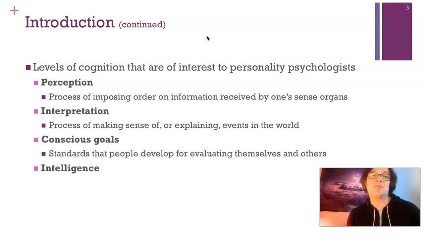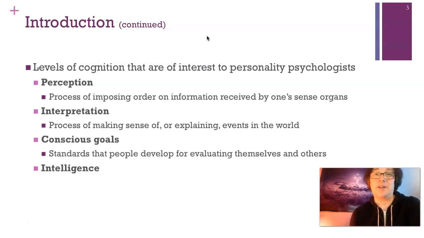And humans are biased. So we don't act like computers in the way that we process information, because we have lived experiences, right? And we have pre-existing knowledge that influences the way that we perceive events and the way that we interpret incoming information or new information. So when we talk about this idea of perception, this is the process of imposing some type of order on information that's received by our sensory organs.